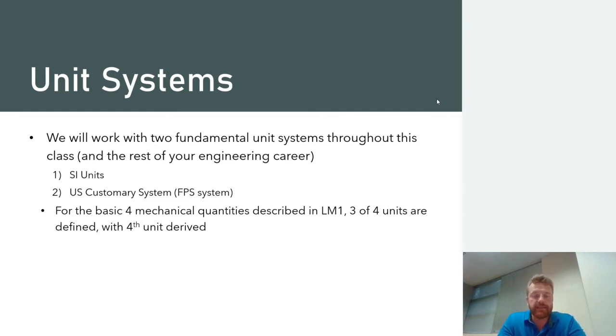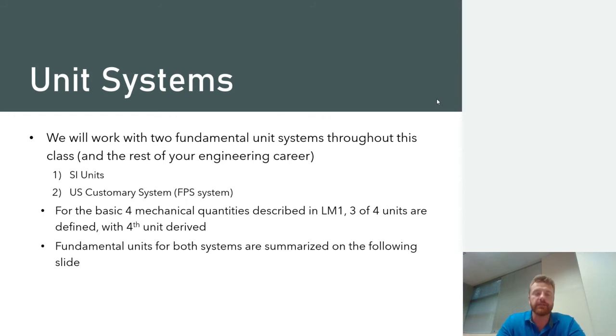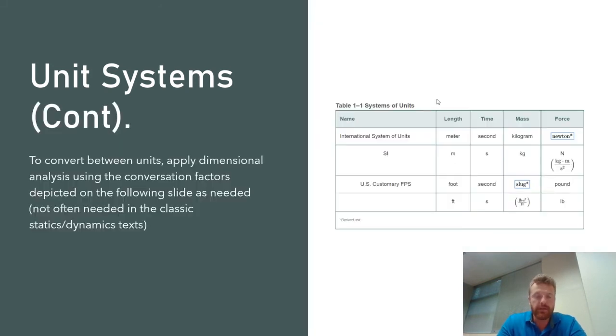So in terms of the basic mechanical units that we described, you can basically define the units of 3 out of the 4, but the fourth has to be derived because of that Newton's second law type relationship. So what are the fundamental units in the two systems? Well, what are just the fundamental quantities, right? We have to be able to describe length, time, mass, and force.